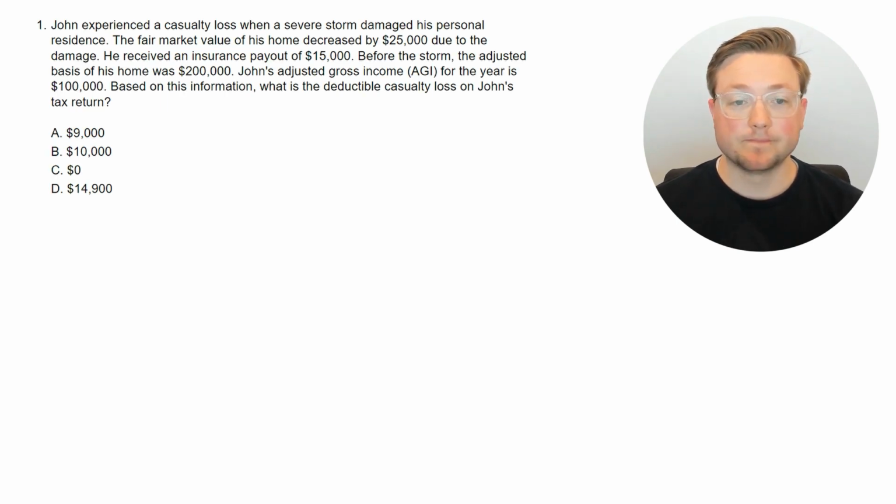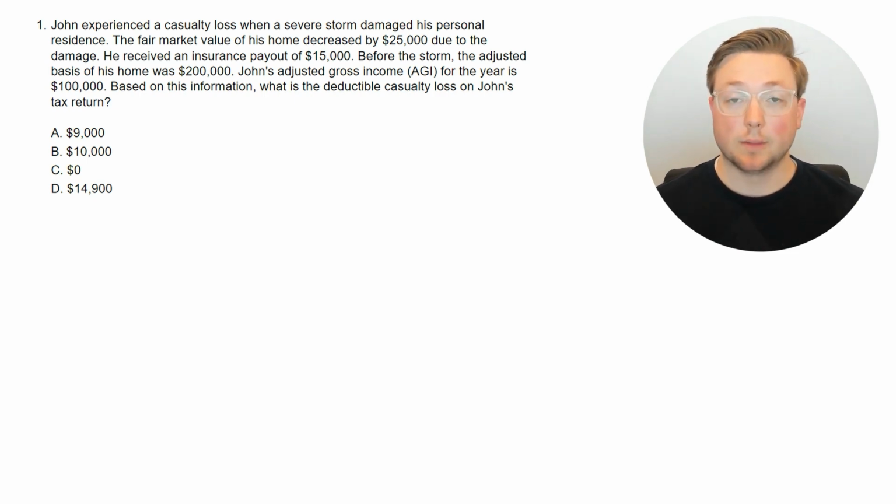Okay, here's question 1. John experienced a casualty loss when a severe storm damaged his personal residence. The fair market value of his home decreased by $25,000 due to the damage. He received an insurance payout of $15,000. Before the storm, the adjusted basis of his home was $200,000. John's adjusted gross income for the year is $100,000. Based on this information, what is the deductible casualty loss on John's tax return?